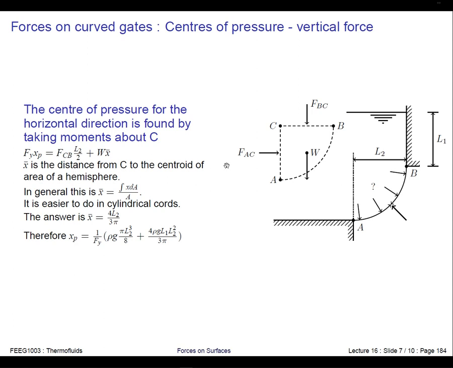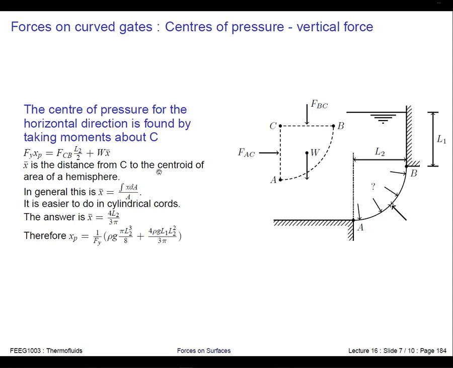The horizontal force is quite easy because this is a flat surface, it's planar and it's horizontal. So we can quite easily say that the moment for this particular force, FBC, is going to be acting in the middle of this length between C and B, and since this length C to B is L2, the force is going to be acting at L2 over 2. So that's what we've got here.